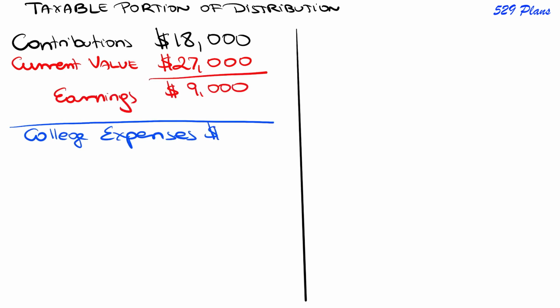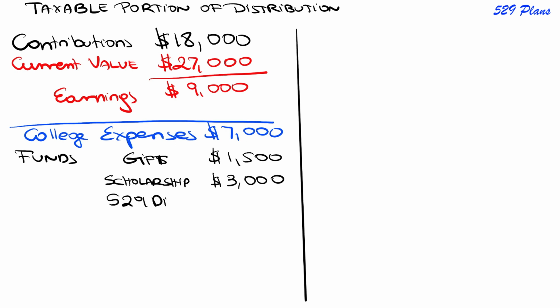The college expenses were $7,000 and the funds for these expenses were $1,500 in gifts, $3,000 in scholarship, and the rest, the $5,000, was in 529 funds. So the total funds were $9,500, which is more than the college expenses of $7,000.